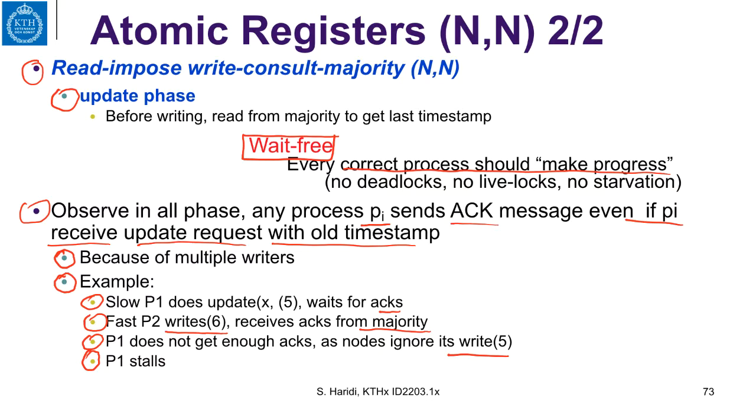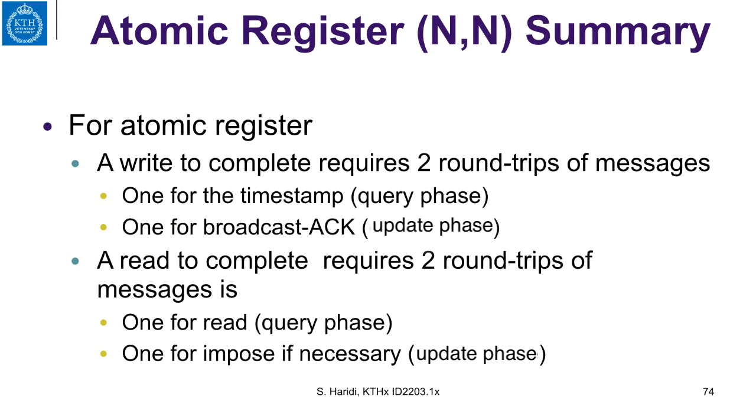This ends the description of the atomic register. We will get a much deeper understanding in the next unit when we look at the correctness of the algorithm. As a summary of the performance of the algorithm for the atomic register, a write requires 2 round trips to complete. One to inquire about the timestamp, that's the query phase, and one to broadcast and collect ACKs, which is the update phase. And the read requires 2 round trips to complete. One is also a query phase to read, and the other to impose the value read if necessary.